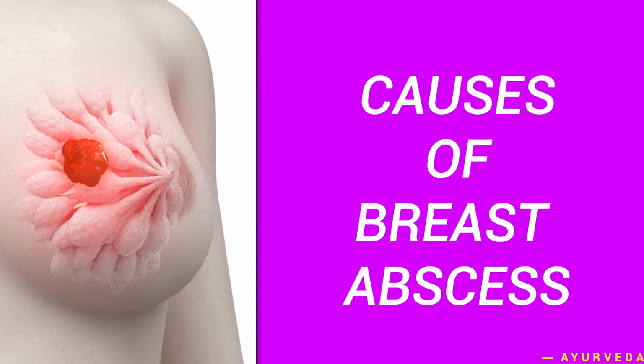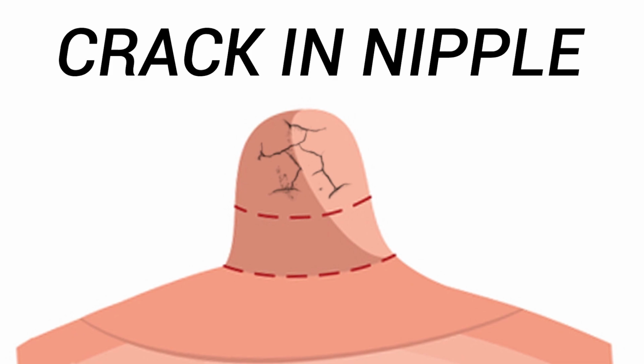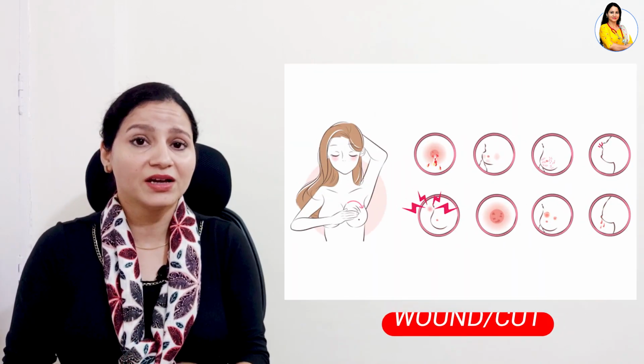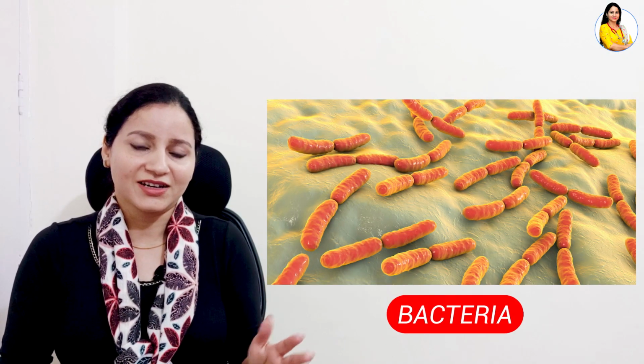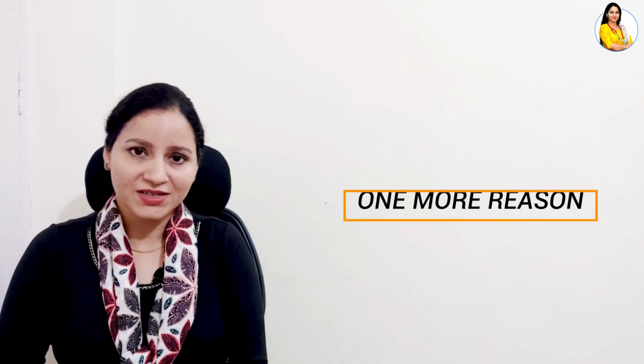Now let's discuss what the causes are. The main and obvious cause is bacterial infection. Staphylococcus and Streptococcus bacteria are responsible. If you are lactating, bacteria come from the oral cavity of the baby and can enter through the cracks of the nipples into your breast, and then infection or abscess can occur. And if you are not lactating, but there is any wound, any cut or any kind of surgical history, then bacteria can enter from that and infection or abscess can occur. Very simple. But one more reason is there.